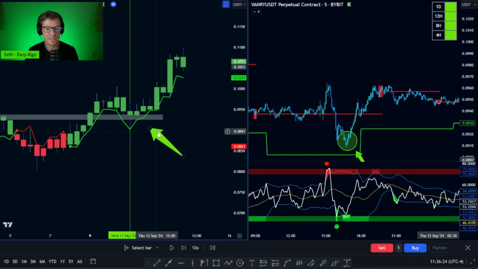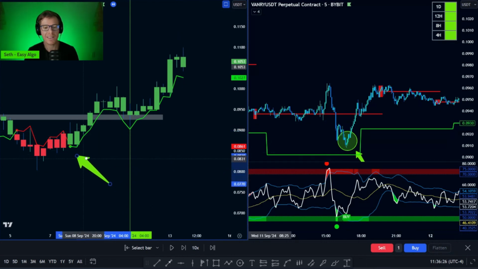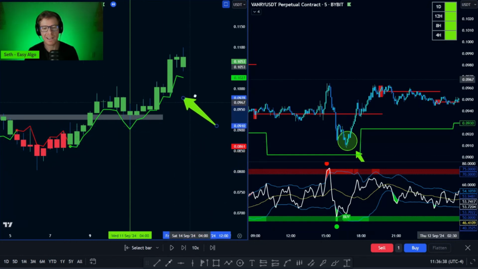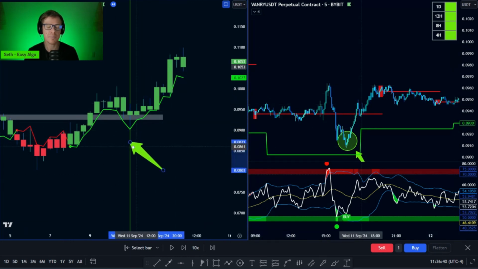You can see over here we got a green dot. When we get the green dot on the higher time frame, this is a very strong confirmation that a bullish sentiment is starting. As you can see, from when we got the green dot, we just had this bullish fair value gap trend line and it continued to stay bullish for a while.